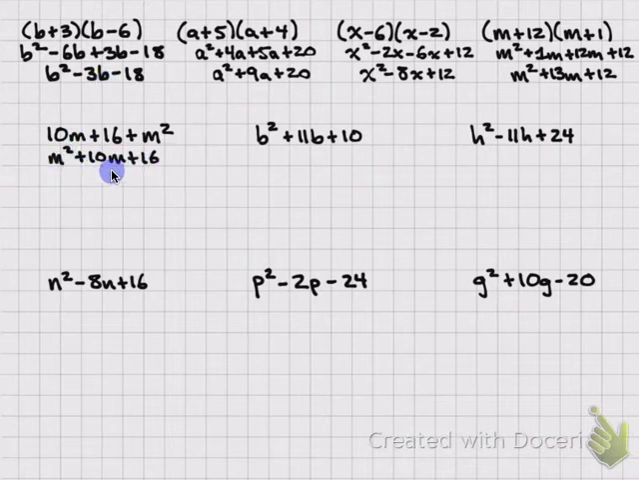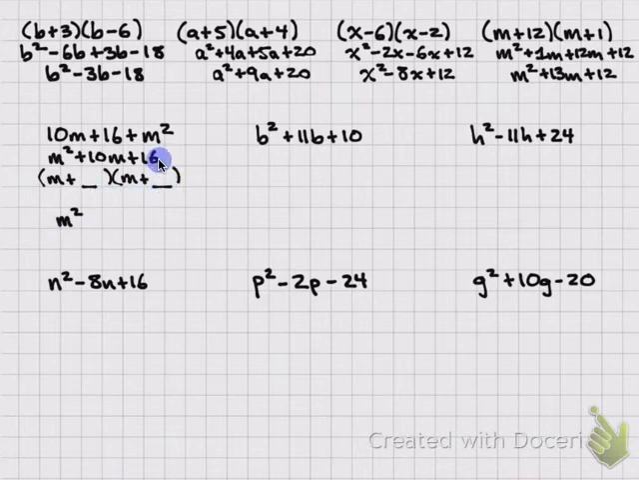So we immediately know that this guy right here is going to factor as m plus something times m plus something. And we don't know what these two guys are going to be right now. But if you think about the multiplication, when we multiply these two together, of course, we're going to get m times m. That's going to be m squared. That's the easy part. And we know that this number times this number is going to have to be 16.